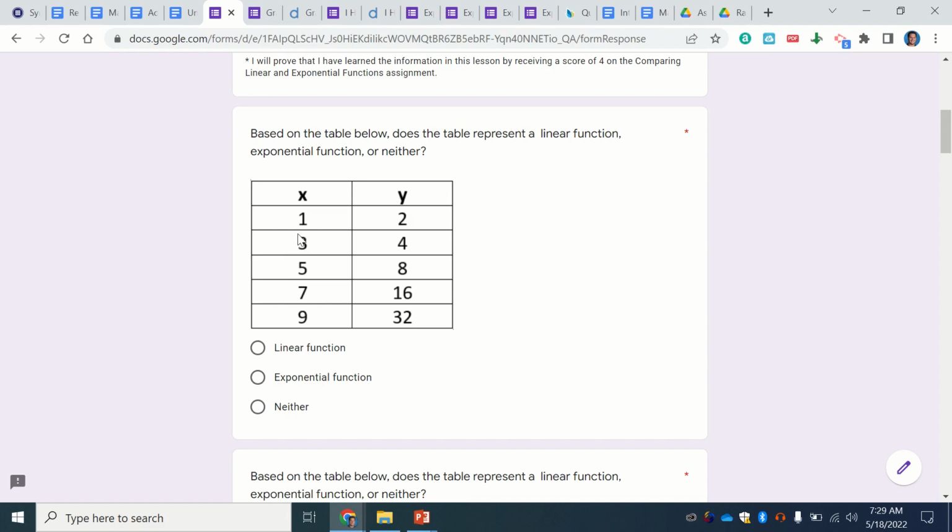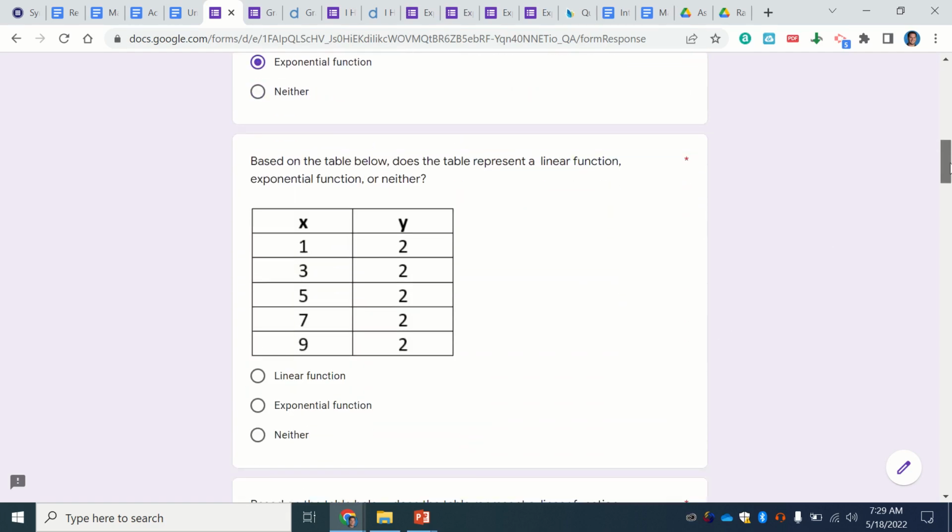So let's take a look. So we have 1, 3, 5, 7, 9. Well, we can see that there is addition there, right? Because we're adding 2. 1 plus 2 is 3, plus 2 is 5, plus 2 is 7, plus 2 is 9. Then from here, 2, 4. So we added 2. Then we added 4. Then we added 8. Then we added 16. So far, it's not addition. Could it be multiplication? Well, 2 times 2 is 4. Times 2 is 8. Times 2 is 16. Times 2 is 32. So that is an exponential function. So that's how we do it with the tables.